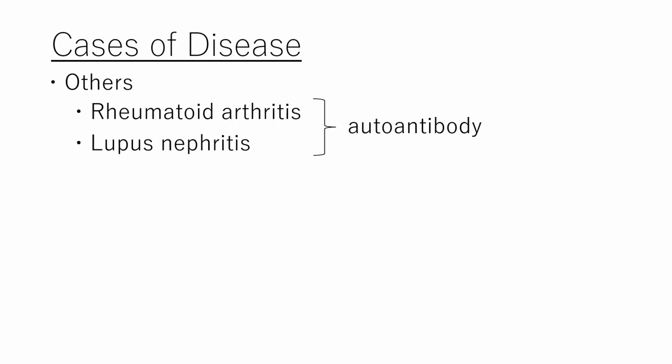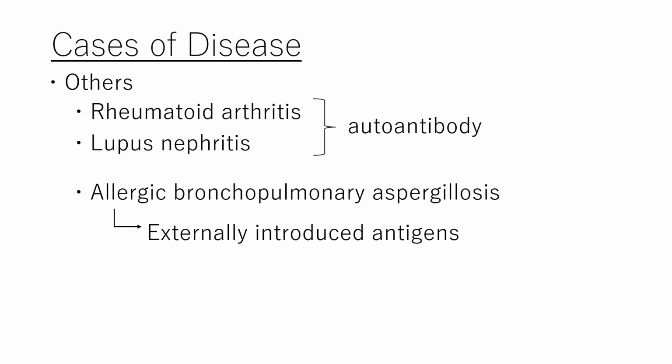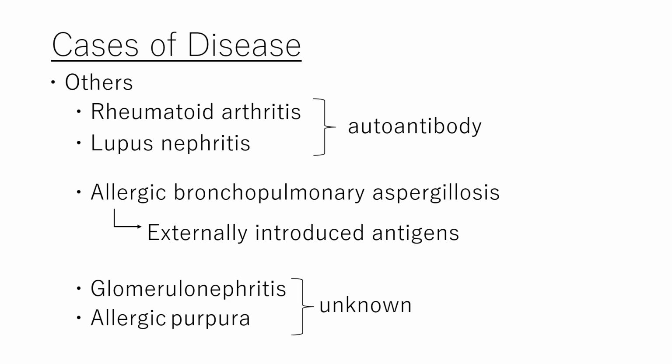Others include rheumatoid arthritis and lupus nephritis, caused by the production of immune complexes from autoantibodies, and allergic bronchopulmonary aspergillosis, caused by production of immune complexes from internally introduced antigens. In some diseases, such as glomerulonephritis and allergic purpura, the cause of how the immune complex was formed is unknown.